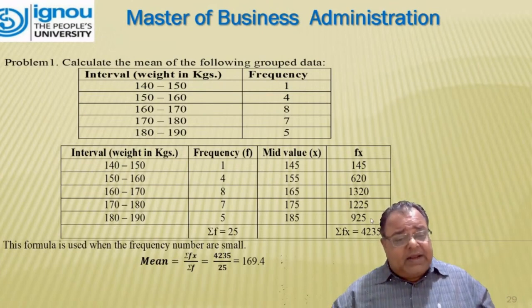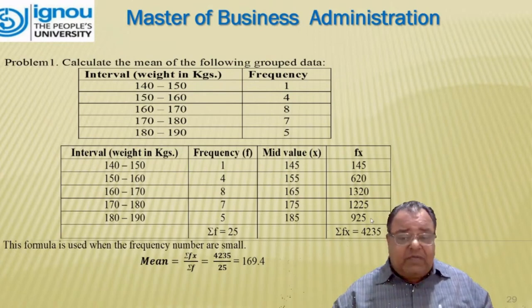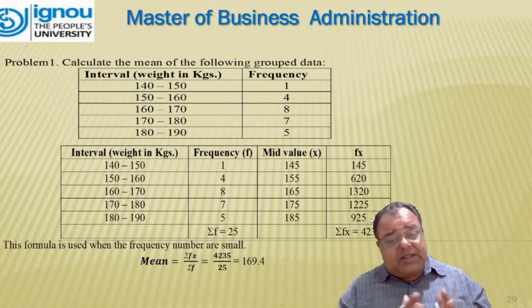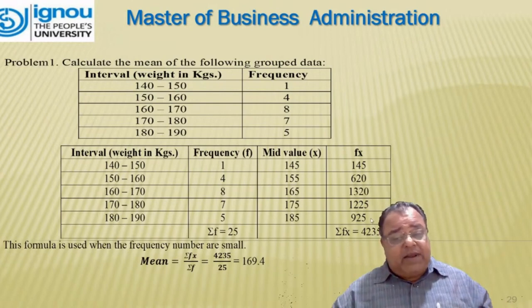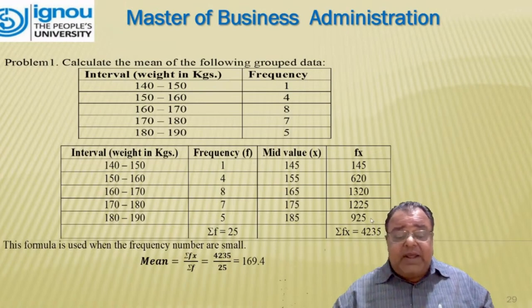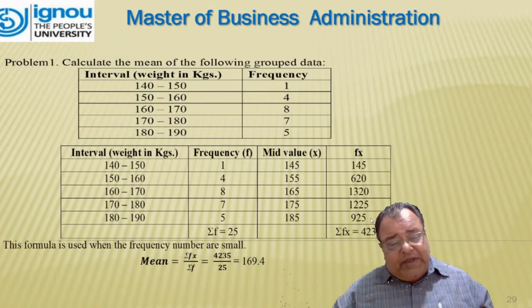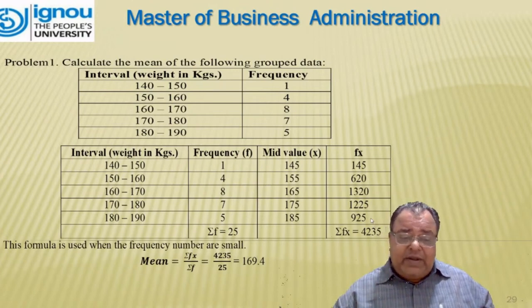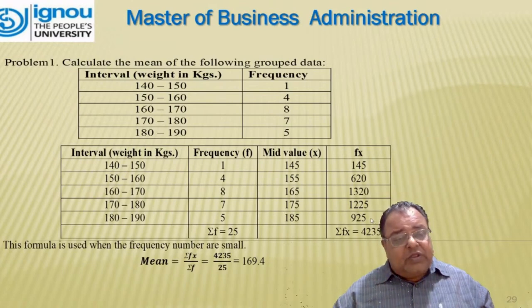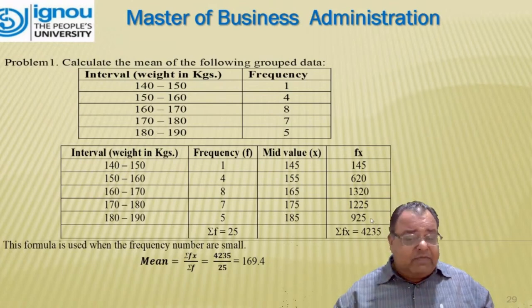We'll start with the interval, that is weight in kgs, 140 to 150. We have the frequency, denoted by f, that is 1, 4, 8, 7, 5. Now what is the second step to start the solution? We have to find the mid values. The mid value for 140 and 150 will be 145. Now the question is how this is calculated. We add 140 and 150, and divide by 2. So we get 290, and 290 divided by 2 is 145.